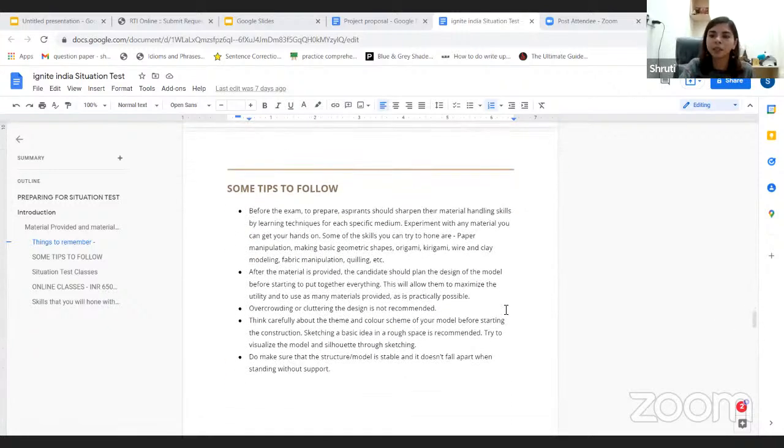So being creative here is the main thing that you need to do in the situation test, so that they're able to see that you have it in you to go ahead and be a designer.